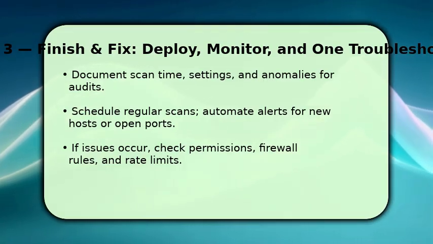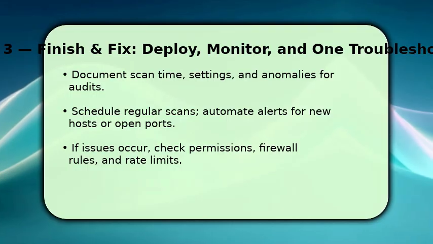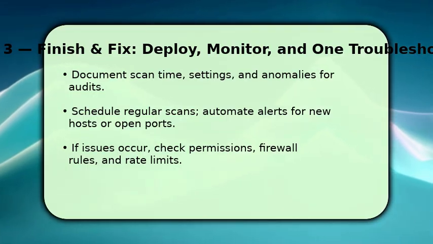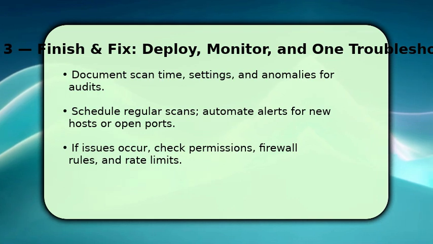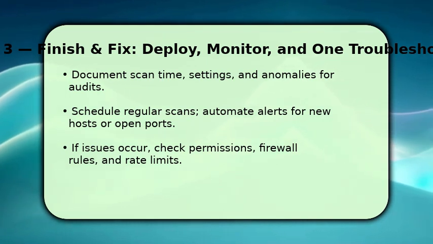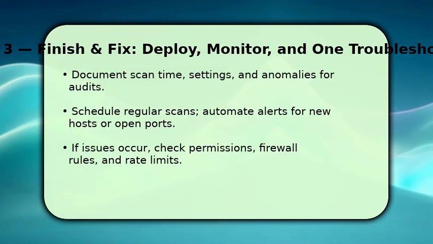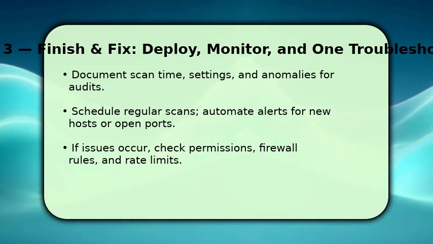If a scan fails or misses devices, verify admin permissions, confirm firewall or router filters aren't blocking probes, and reduce parallelism to avoid rate limit blocks. One key troubleshooting tip: rerun a focused scan from a different subnet or machine to rule out local network filtering.